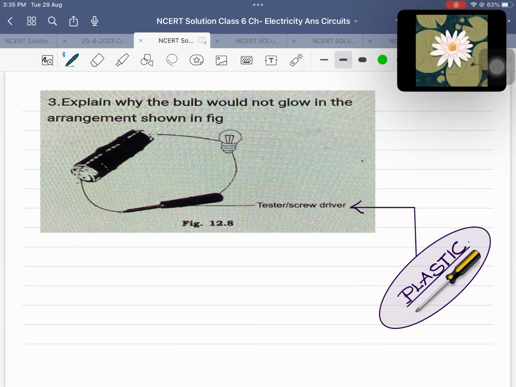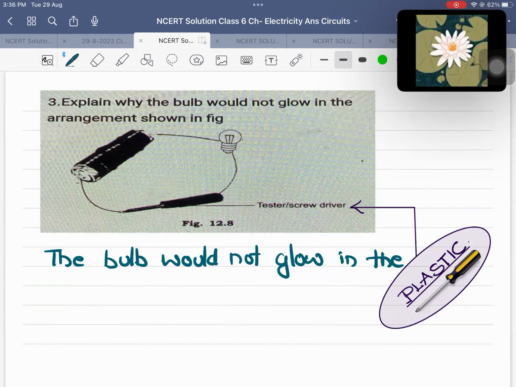Now, the bulb would not glow in the arrangement shown in the figure because one end of the tester or screwdriver is made up of plastic. Now this plastic is an insulator and it does not allow electric current to go through it. So the bulb would not glow in the arrangement shown in the figure.